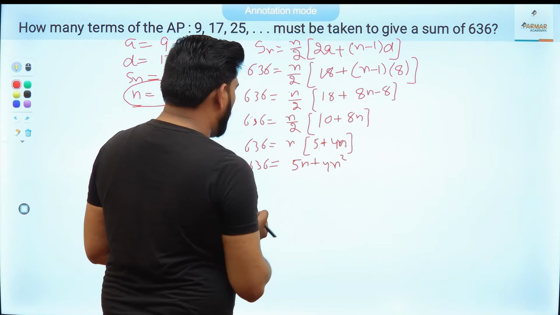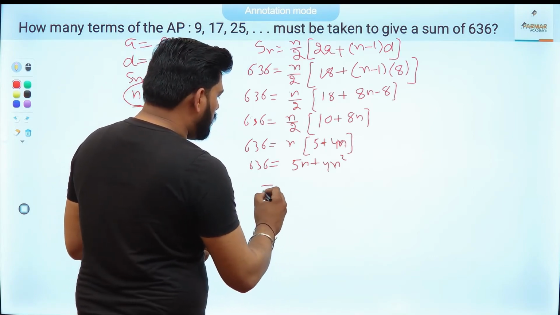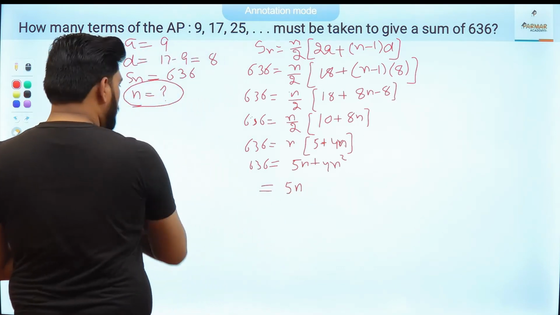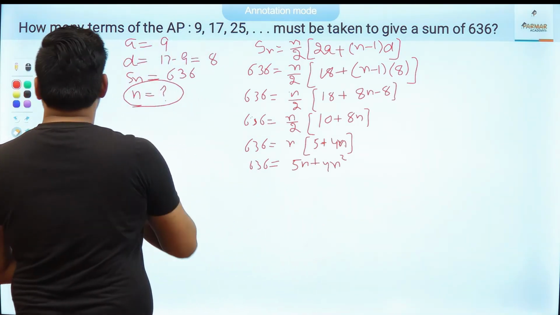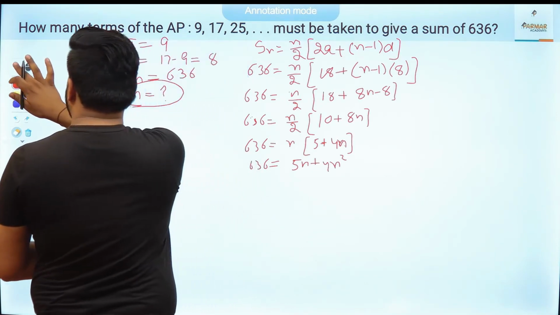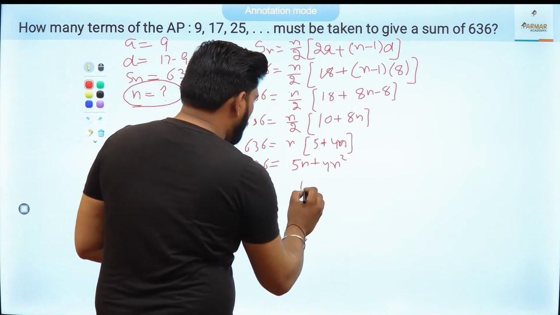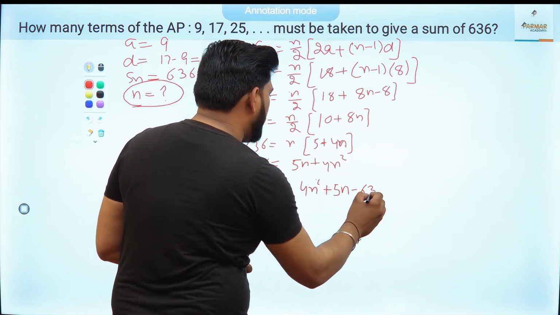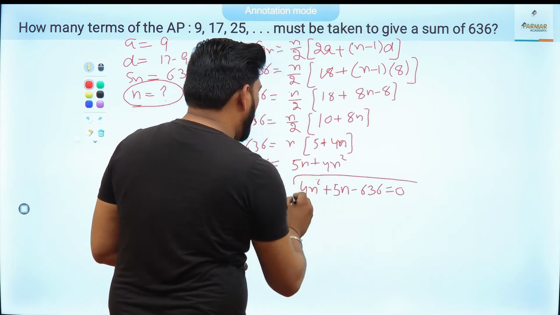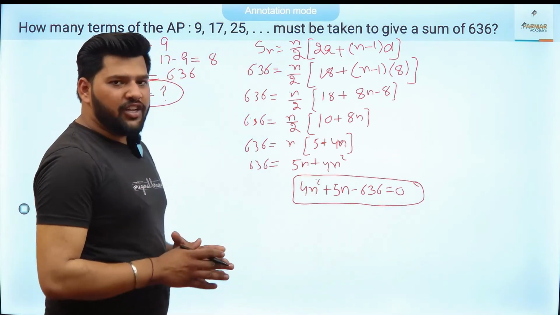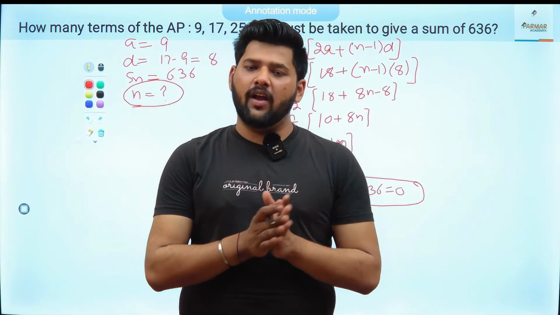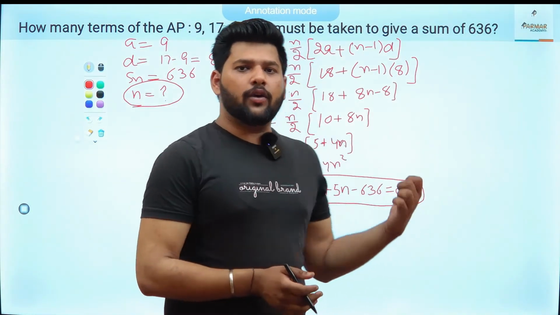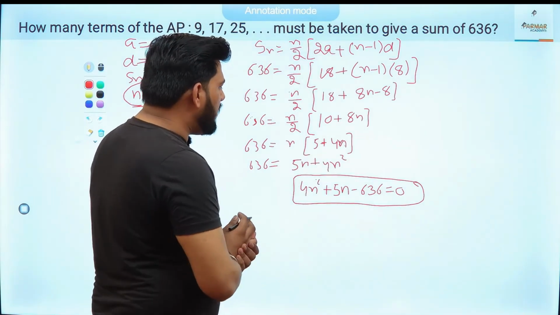4n square. Now this is simply a quadratic equation, so 4n square plus 5n minus 636 is equal to 0. Now the whole calculation turns into a quadratic equation. Now we have to solve this quadratic equation using the middle term splitting method or the discriminant method to get the value of n. So we will use the middle term splitting method.